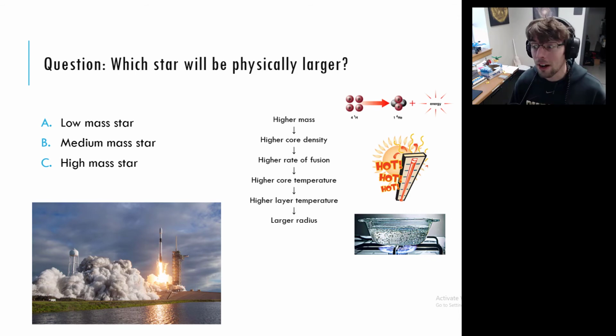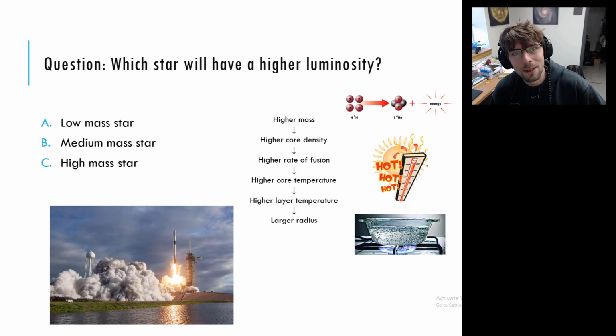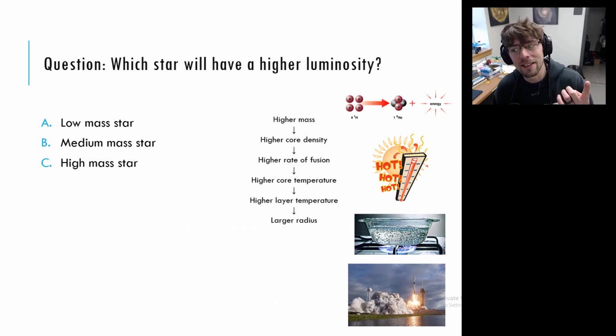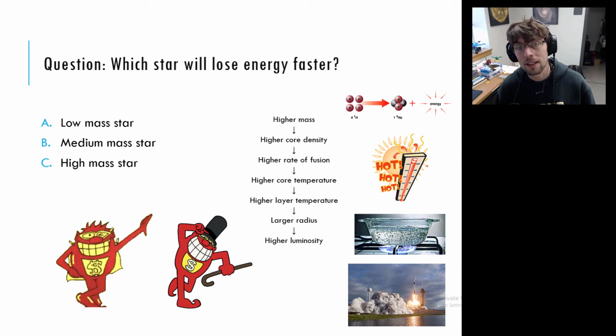You've got it. We now have an idea, a model for why the main sequence is being followed. We've got everything we need. Last question for you. I should tie this in. I forgot. Which star will have a higher luminosity? It's the double whammy, right? You have not only a higher layer temperature, but you have a physically larger star. Of course, the high mass star is going to have a higher luminosity. Higher luminosity means that it will also lose energy faster.